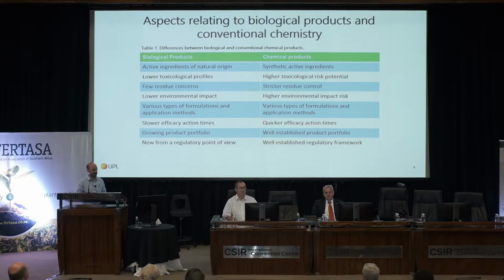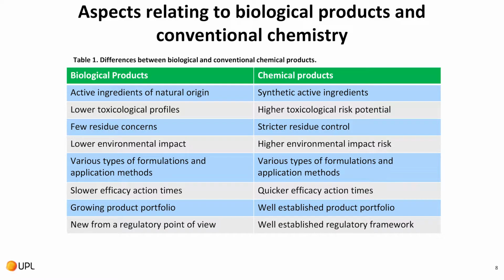From the chemical side, it's mostly synthetic active ingredients, mostly higher toxicological risk profiles compared to your biologicals. There is stricter residue control. We all are aware of the number of chemicals that are being banned, or the residues that are becoming much stricter, that's putting pressure on not only end users but also industry to change their ways of thinking. Most chemicals will have a high environmental impact profile compared to biologicals.